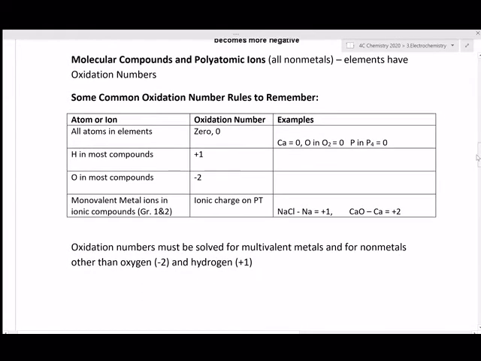Now, monovalent metal ions, that is ions that only have one possible charge. So not the multivalent ones that you see throughout the transition metal section of the periodic table, but we're talking about metals that are in like groups 1 and 2, for example. They're always +1, always +2. If you're looking for its number to use, just look up the ionic charge on the periodic table. So in sodium chloride, the sodium is +1. Calcium oxide, the calcium is +2. So strictly from the table.